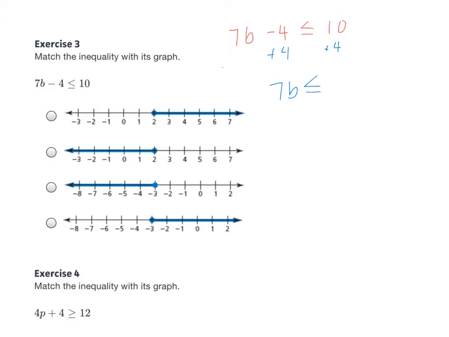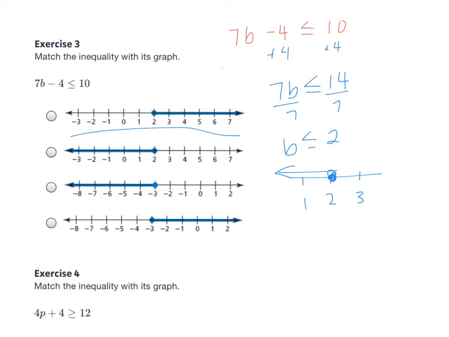7b is less than or equal to 14. Divide both sides by 7. b is less than or equal to 2. So we're talking about 2 is our target. 1 to the left, 3 to the right, closed circle, everything running to the left. So that would be that one.